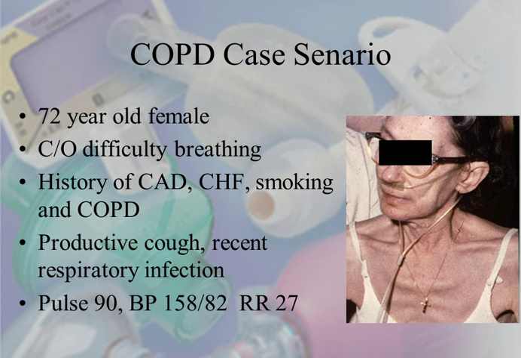All right, so we get called for a 72-year-old female who is complaining of shortness of breath. She has a history of coronary artery disease, congestive heart failure. She's a smoker, and she has COPD. She's got a productive cough. She's got a recent upper respiratory infection. Her pulse is good. Her BP's up a little bit, and she's tachypneic at 27 respirations per minute.